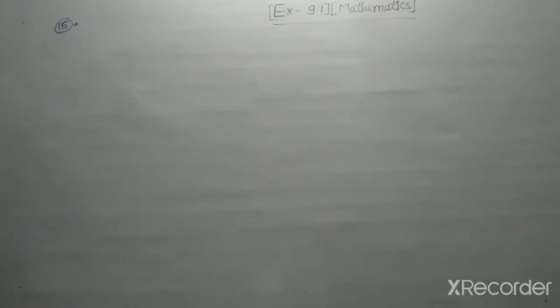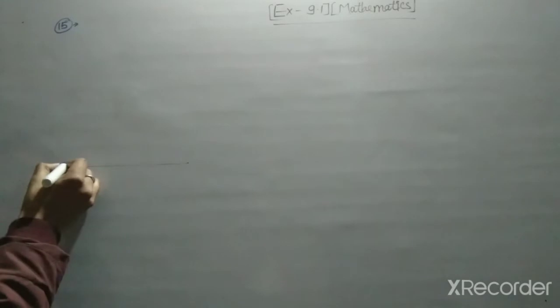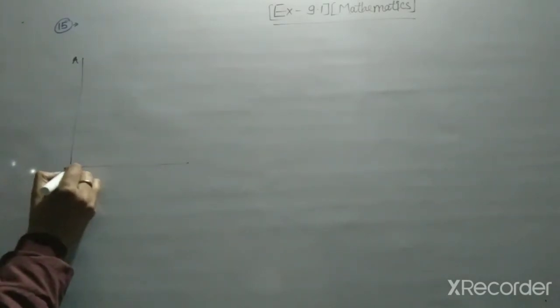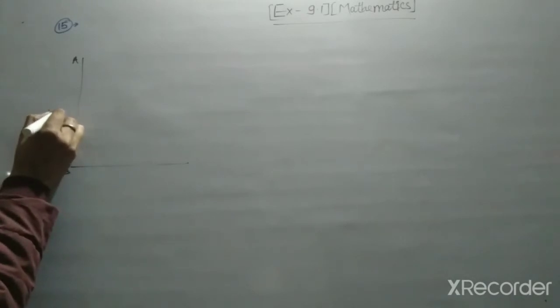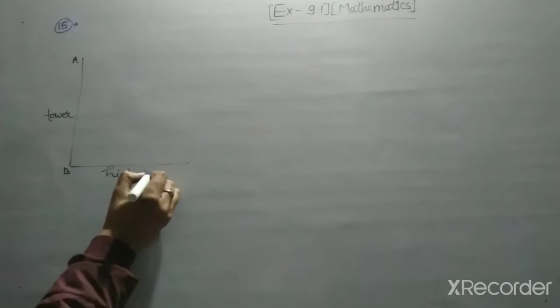The next question is: a straight highway leads to the foot of a tower. A straight highway is there, and on it a tower is standing. So this is your tower AB, and this is your highway. Okay. This is your highway.